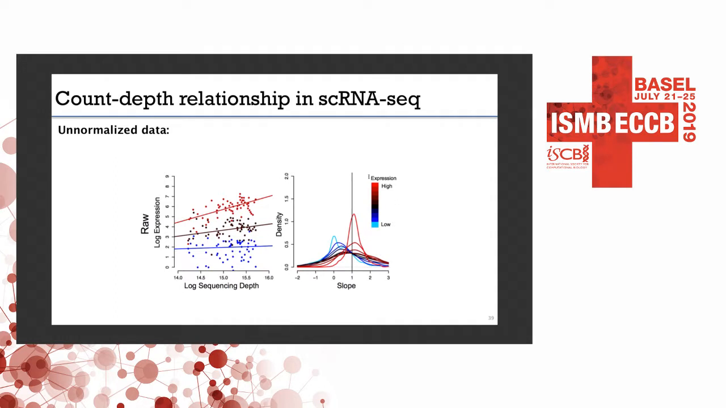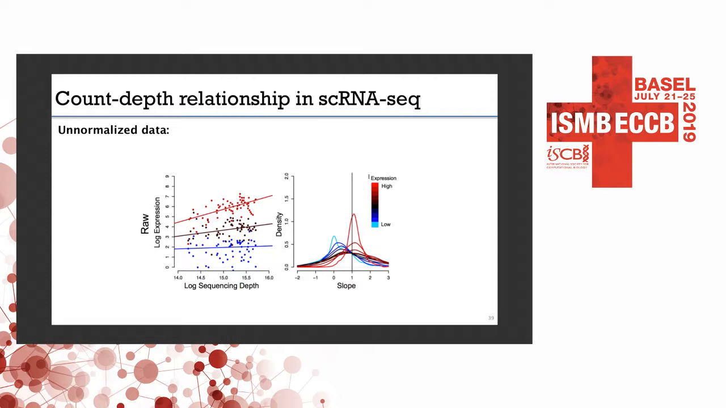If we look at single-cell RNA-seq data and we look at the count depth relationship for different genes, again, here's a lowly expressed gene, a moderately expressed, and a highly expressed gene. We see that the highly expressed gene looks a lot like that bulk expression where it's increasing, but the slope of this moderately expressed gene and the lowly expressed gene are not quite the same, right? So these lines are no longer parallel.